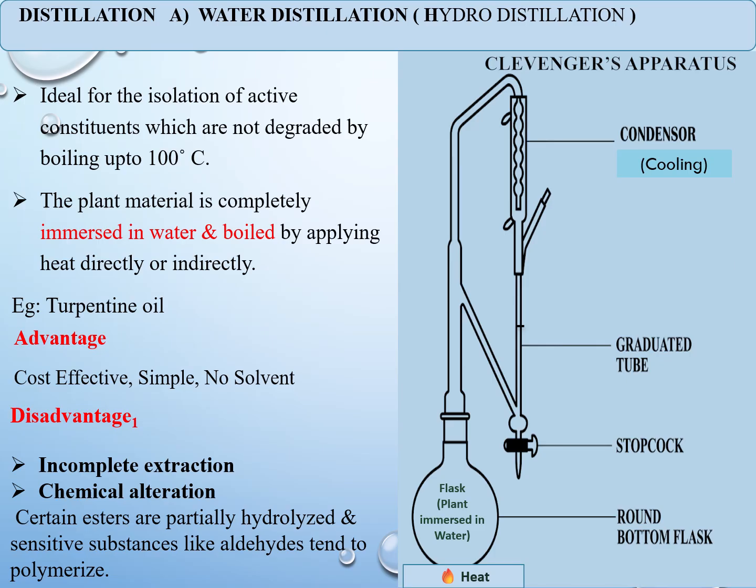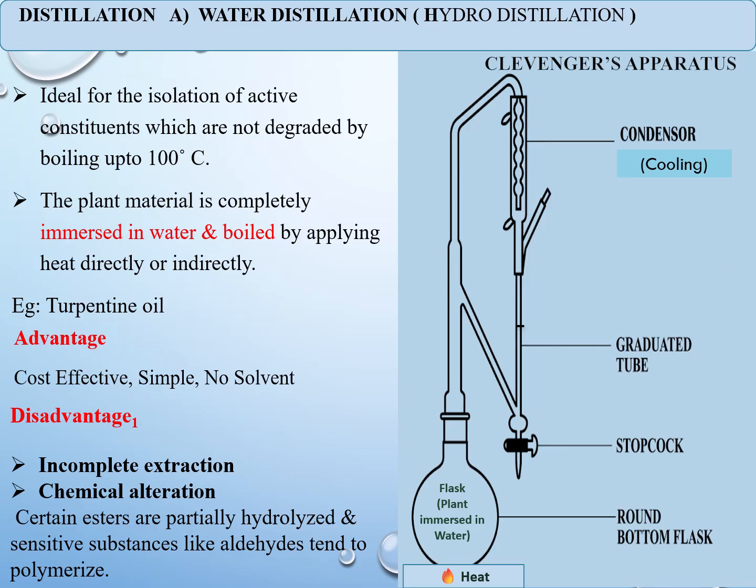So let us see what is water distillation. Water distillation is otherwise known as hydrodistillation, and it is most suitable for plant materials which have active constituents which are not degraded by boiling up to 100 degree Celsius. That means those constituents which are not degraded when we are boiling the plant parts up to 100 degree Celsius. And Clevenger's apparatus is one of the apparatus used for hydrodistillation at the laboratory level.